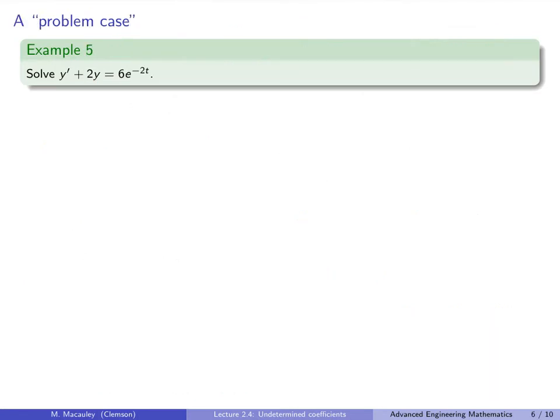Here's our fifth example. As before, same homogeneous equation, yh prime plus 2yh equals 0. So yh of t equals c e to the minus 2t. And now the right-hand side, or the forcing term, is an exponential function. So as usual, we guess there's a particular solution of the form a e to the minus 2t. Now what's the problem with this? If we try to plug it in the left-hand side, what's going to happen? Let's do it so you can see what happened.